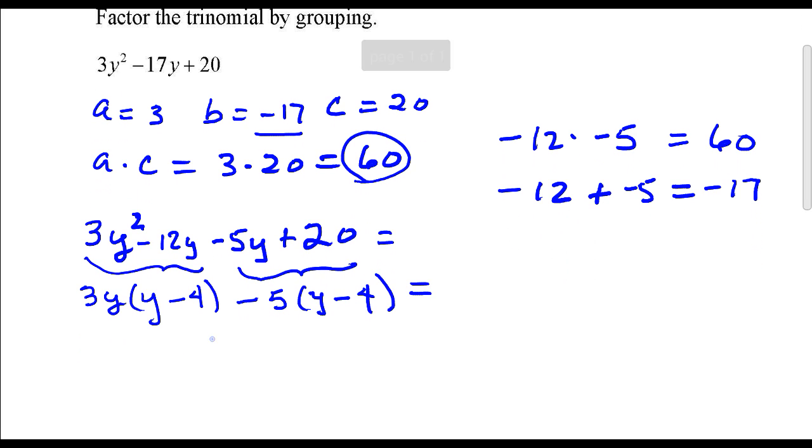We're almost finished here. We need to factor the common binomial out of the entire expression. That common binomial is y minus 4. You can see it there and there. So we're going to factor that out.